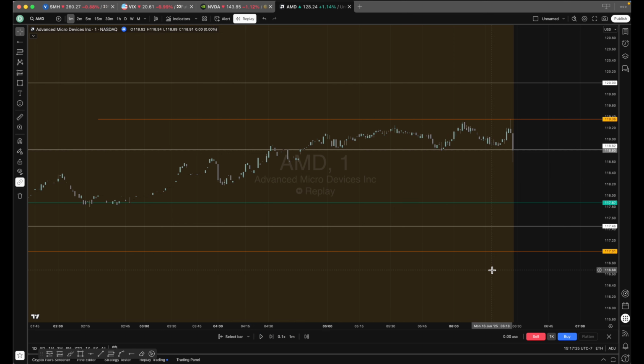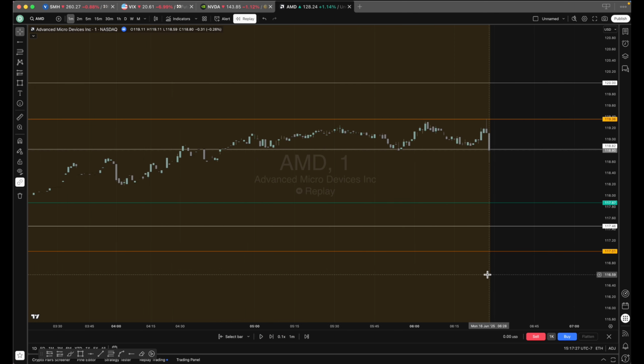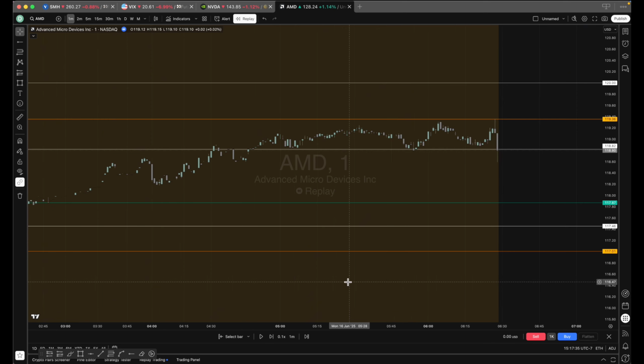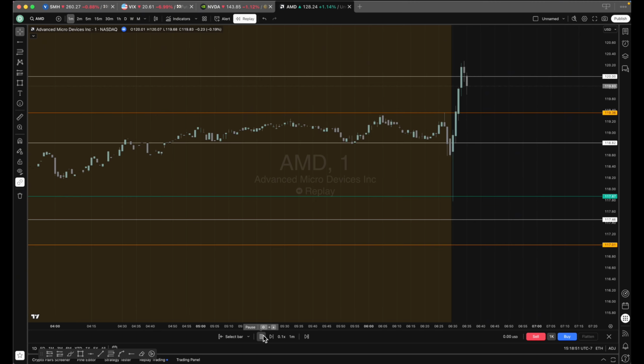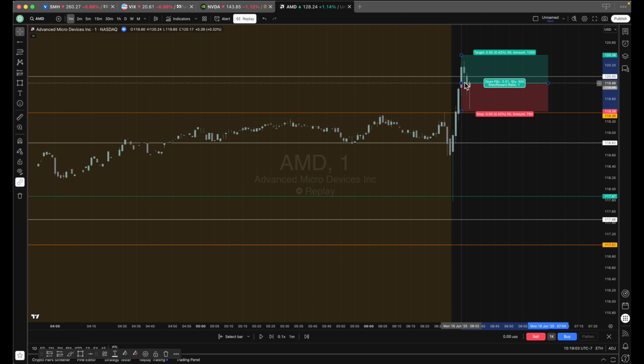I would just play this tape and see if we can find a trade. I haven't traded AMD in a long time, but we will see. Strong, very strong. Okay. Now I'm watching to see if we get a pre-market high retest. We did. Now I'm going to look to enter this trade right here. This candle, stop loss will be right below the pre-market high.